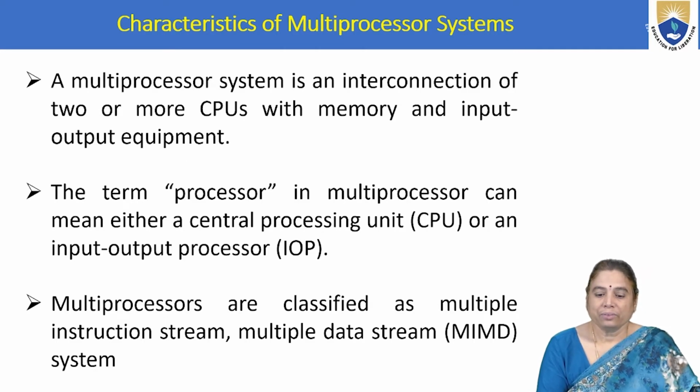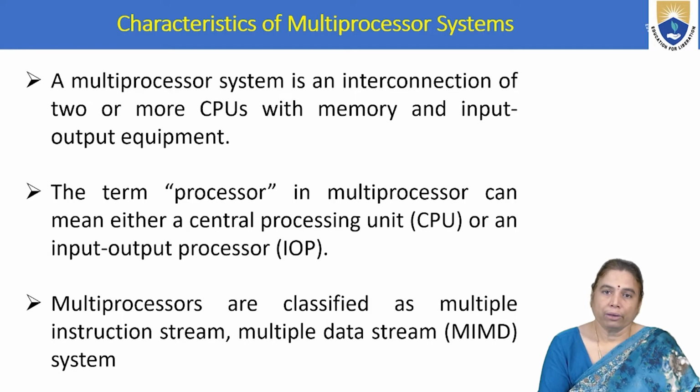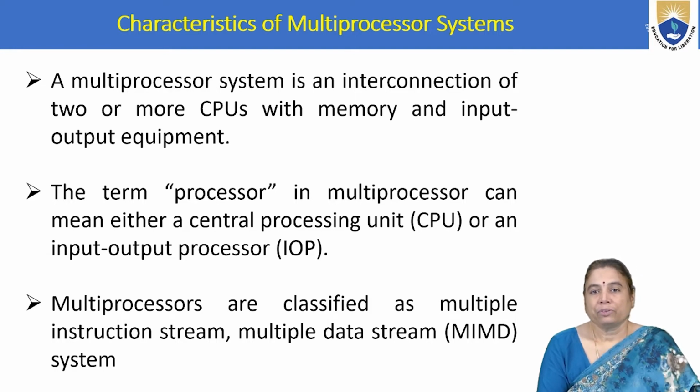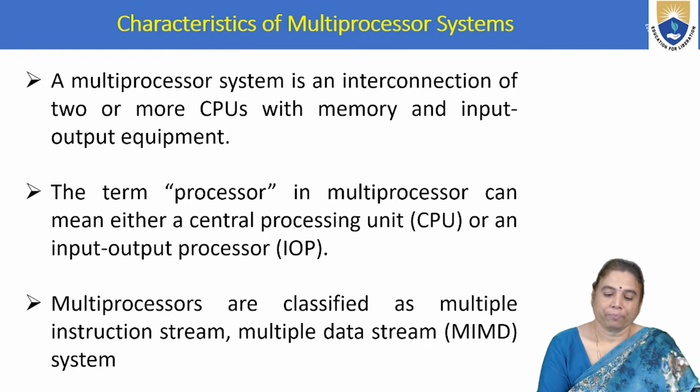Now we have to discuss what the characteristics of a multiprocessor system are. So a multiprocessor system is an interconnection of two or more CPUs with memory and input-output equipment. So more than one CPU should be present. This is the first characteristic of a multiprocessor system.